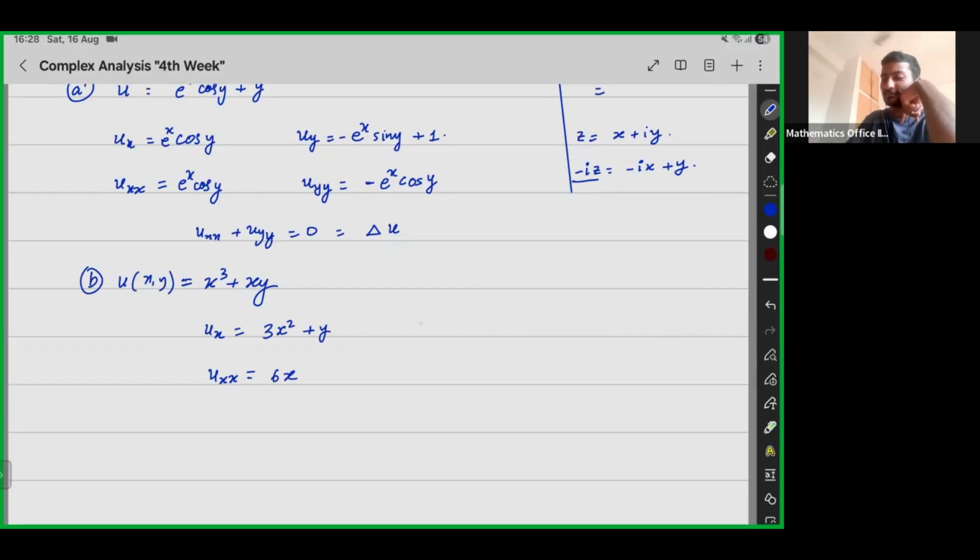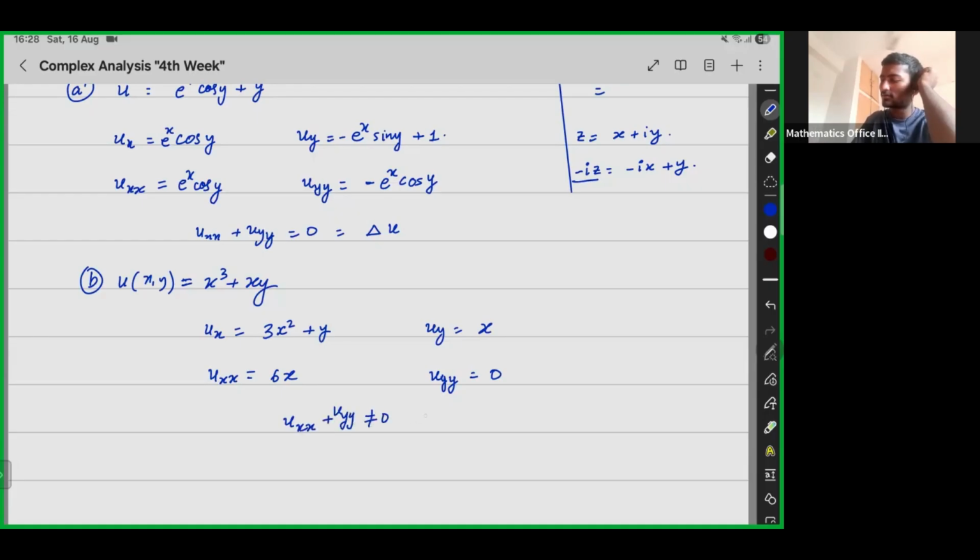Okay, I think it is correct. If you find any mistakes, you can point them out at any time. u of y is equal to just x. When you differentiate with respect to y a second time, you just get 0. Now see here, we are not getting the ux x plus u y y equal to 0.